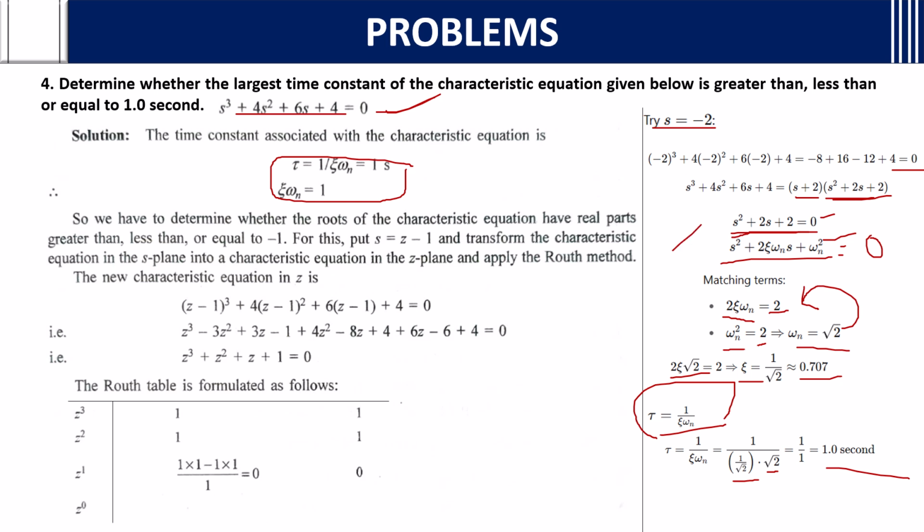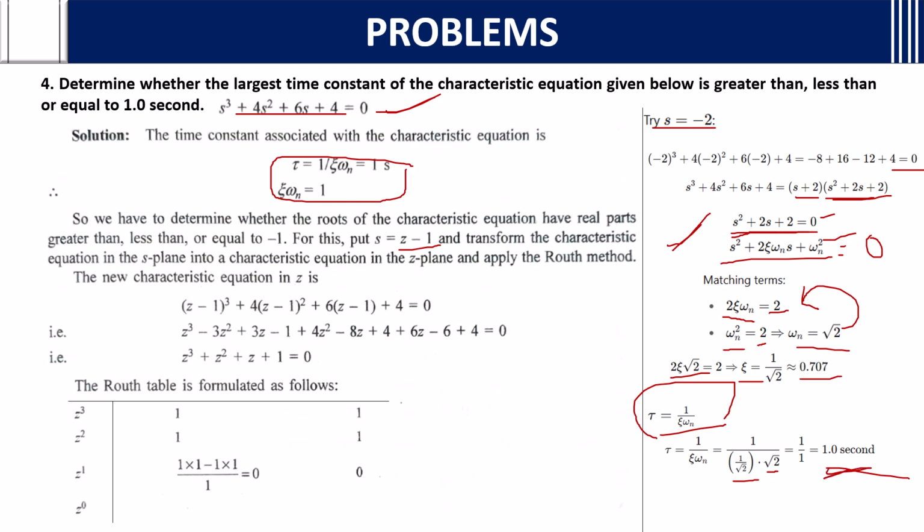You can check again, so that you can understand clearly why that 1 second has come. So we have to determine whether the roots of the characteristic equation have real parts greater than, less than or equal to -1, which is asked by the question. So for this, put s equals z minus 1. Why? Because we got 1 as the value, 1 second.